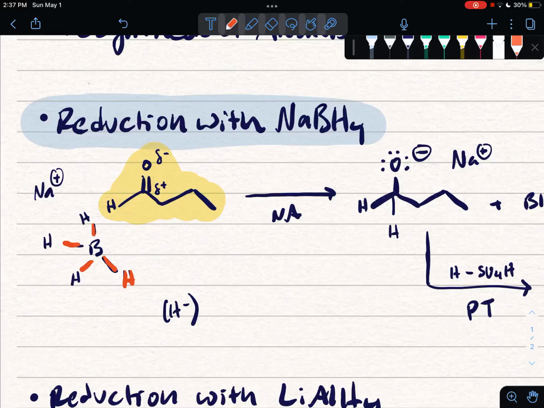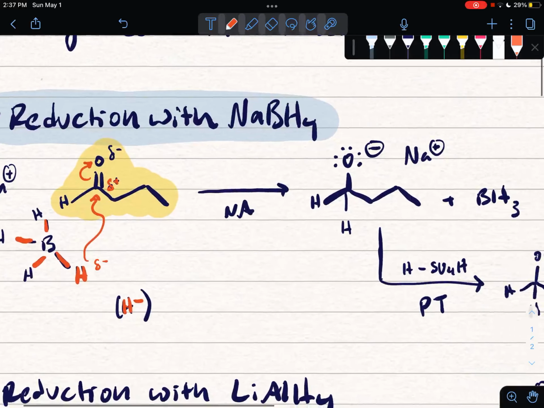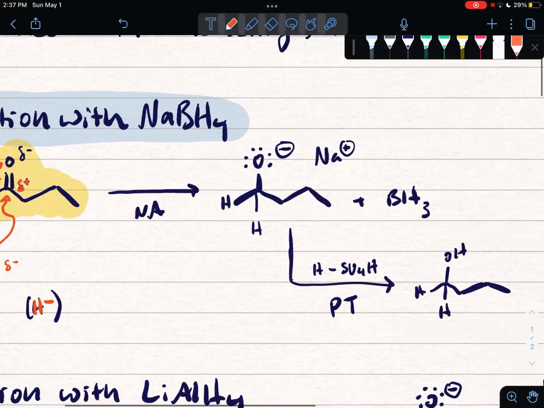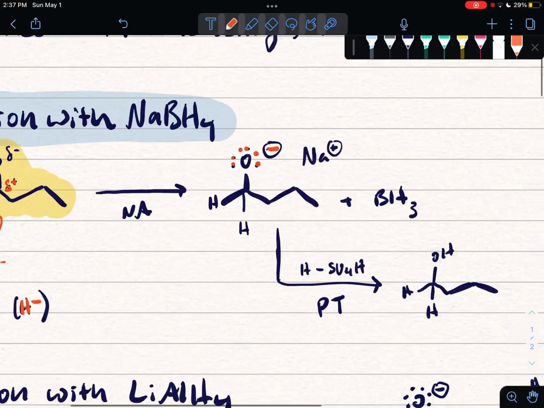So these hydrides, because they're delta negative, will attack the backside of the carbonyl group, because that side is delta positive, and these electrons will move up to the oxygen. So that's our nucleophilic attack, and this forms an unstable oxygen with a negative charge.